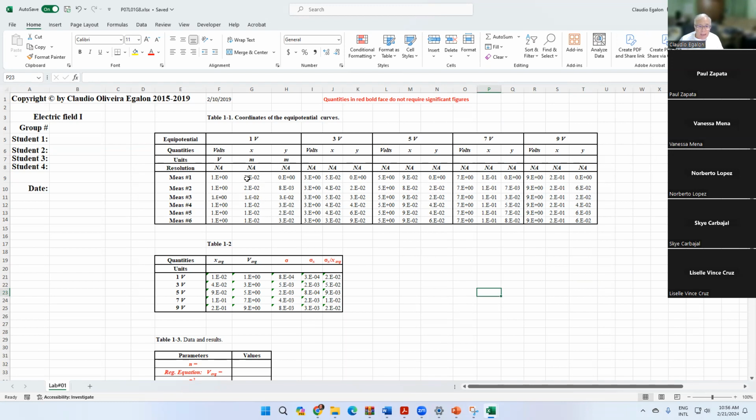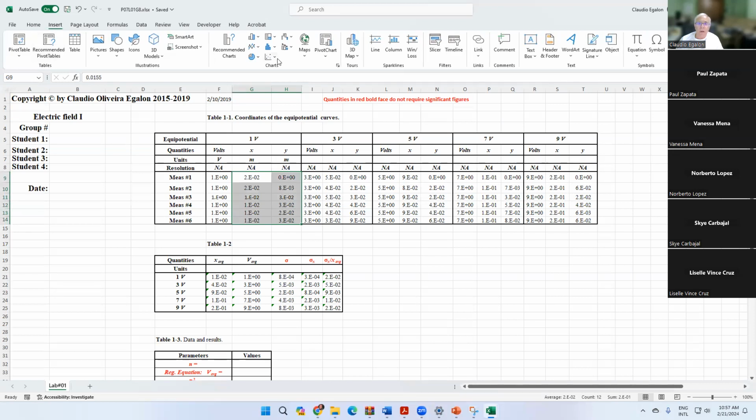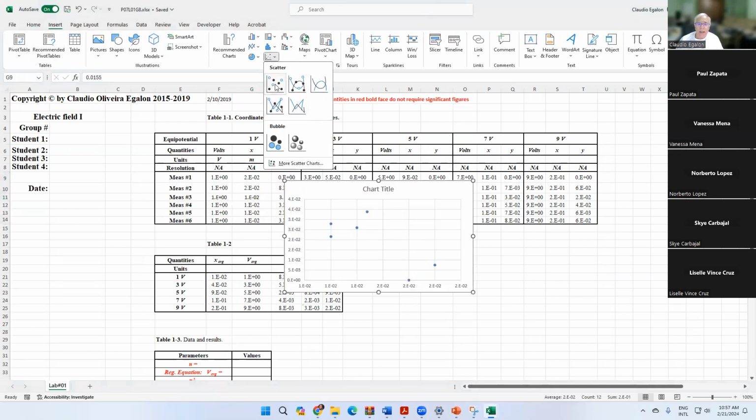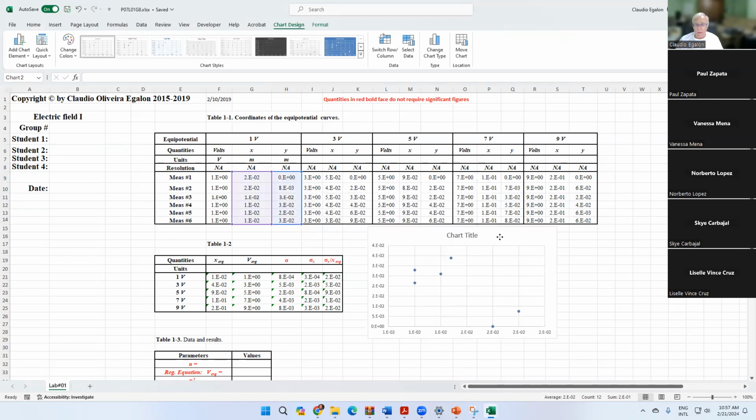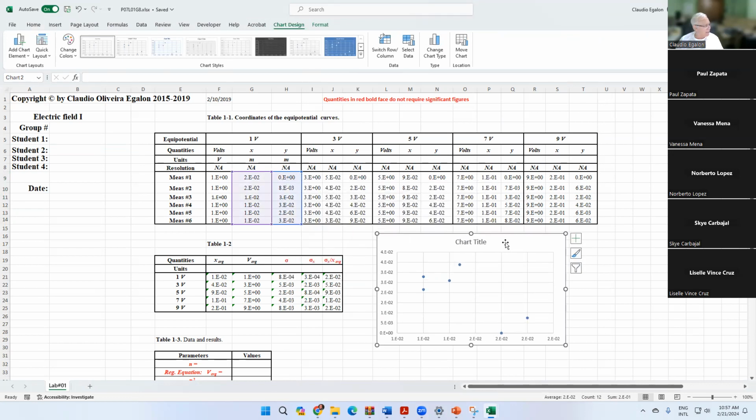So go ahead, highlight X and Y. Okay, highlight X and Y for 1 volt. Are you done with that? Let me know when you have highlighted, and then you go for insert, chart, scatter, right? Now I want to make sure that you did that. Did you do that, Vanessa? It's just the last part that you do not know, right? Okay. So now the next step.